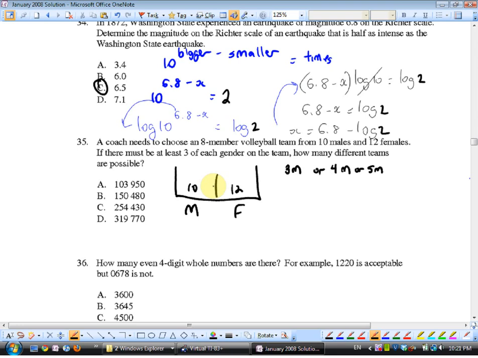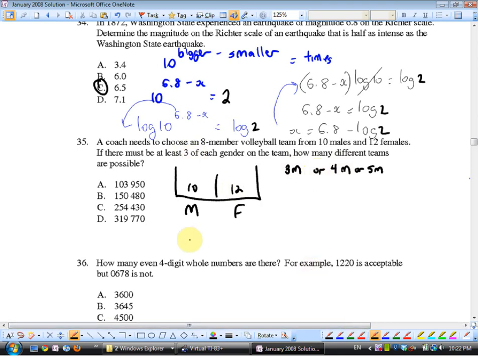Can I go with more girls? Let's see. I can go with 3 girls. That would be five guys, I've got that. I can go four girls, that would be four guys. I can go five girls, that would be three guys. I can't go six girls, because that would only be two guys, and they want at least three of each gender. Okay, here we go.